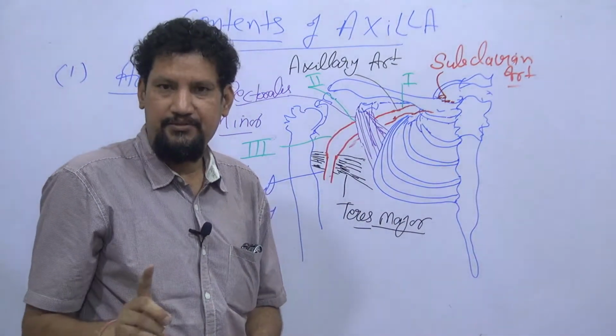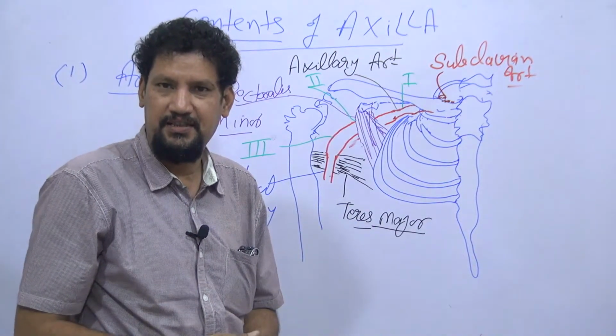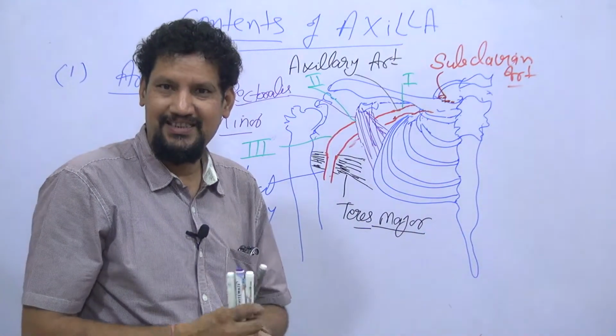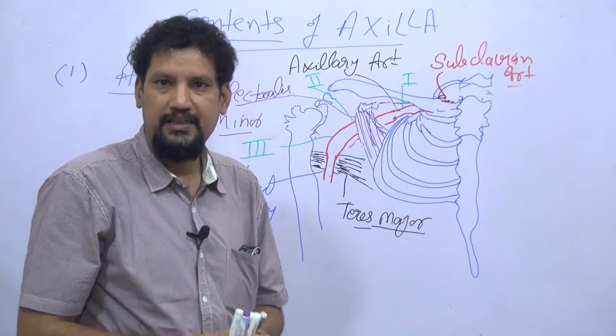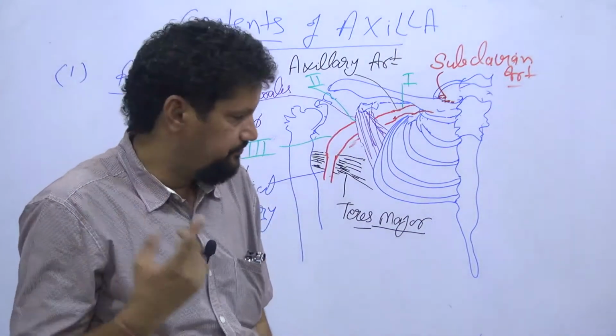First part is having one branch, second part is having two branches, and third part is having three branches. So it is easy to remember the number of branches of the axillary artery. Again, first part is having only one, second part is having two branches, and third is having the three branches.